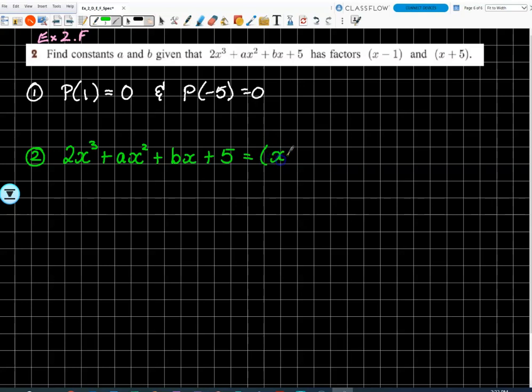Now, remember, it would be x take 1 times x plus 5, but I'm just going to expand that to make my life easier. Now, x squared times what gives me 2x cubed? That has to be a 2x. Minus 5 times what gives me plus 5? That has to be a minus 5. And now you could equate coefficients to find the a and the b. Yeah? We're happy with that. What's the third way? Synthetic, I guess a fourth way could be long division, but we don't want that.